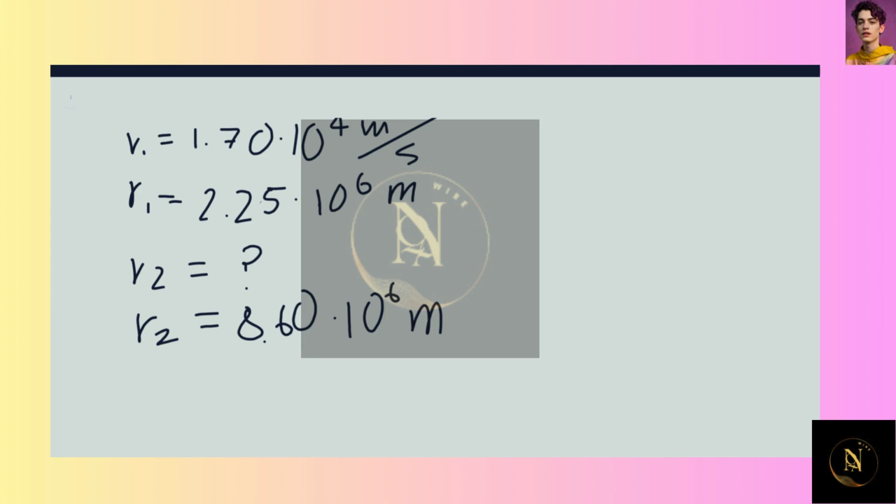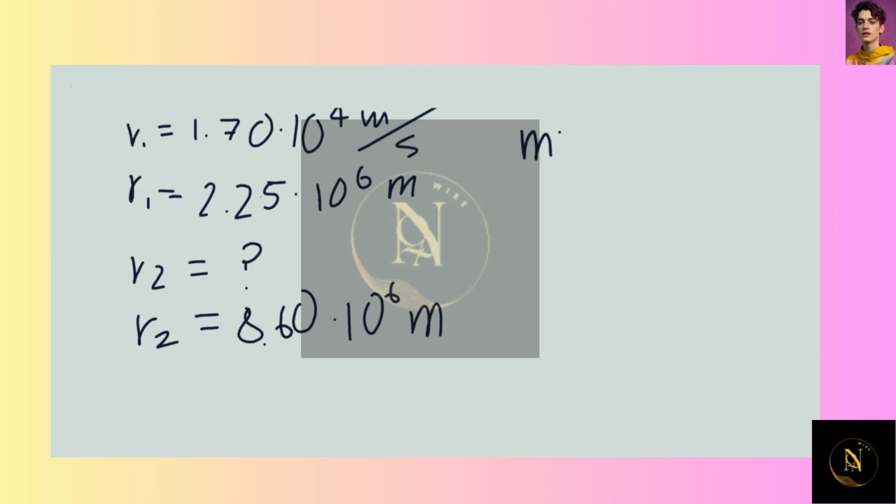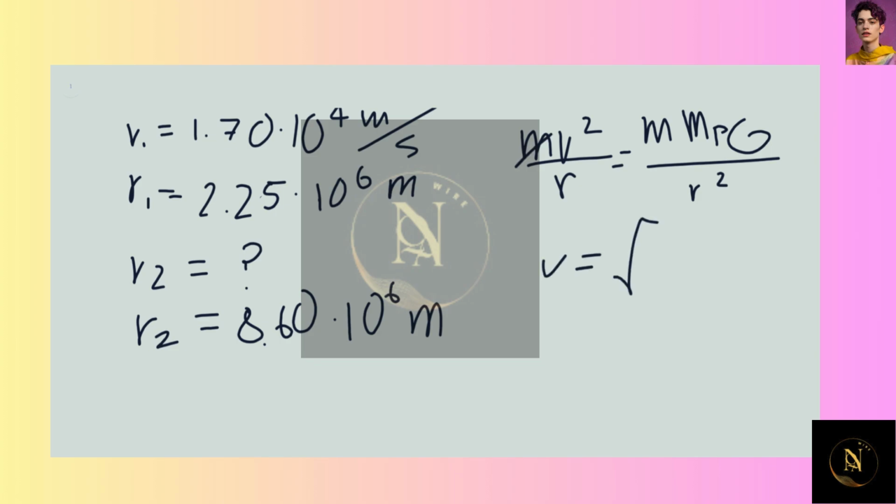So, as in all satellite problems, the first thing that we need to realize is that our centripetal force, mv squared over r, is given by the gravitational force. So that's m times the mass of the planet, which I'll call mp, times the gravitational constant over r squared. So if we want to find v for any satellite, we can just write that v is equal to the square root of the mass of our planet times G over r.